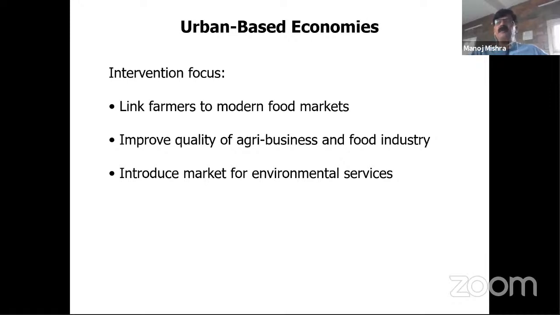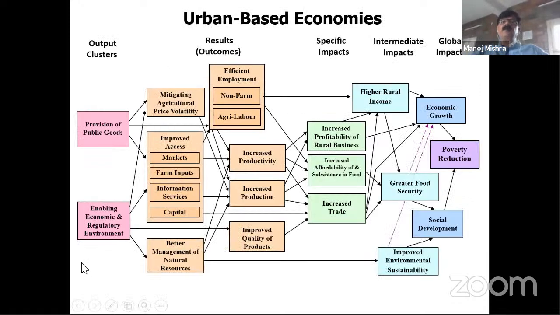Now, there might be several ways, means and mechanisms, and that is where the urban-based economies' interventions lie. Of course, the third point is the environmental services, which I'll deal with in the next slides when I come to some of the cases. Let us look at the urban-based economies. What can be the kind of agri-entrepreneurship domain which can evolve out of it? There can be a market for environmental services.